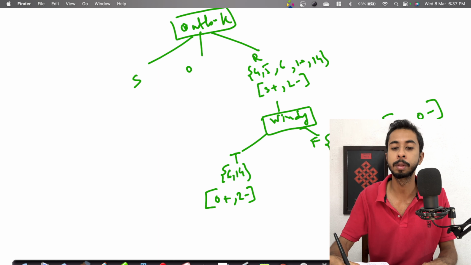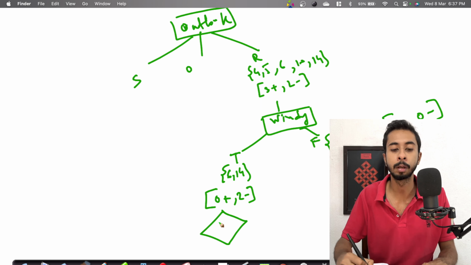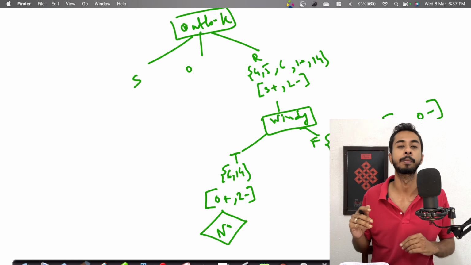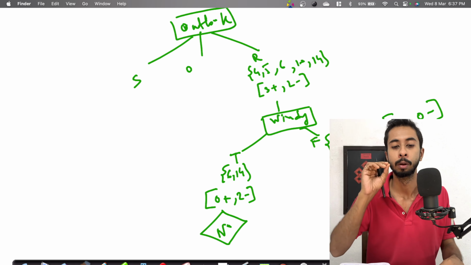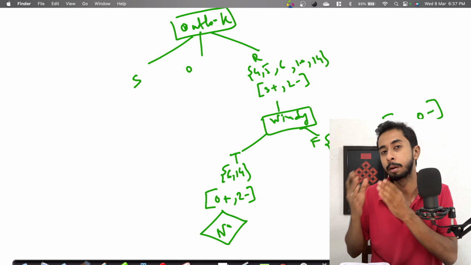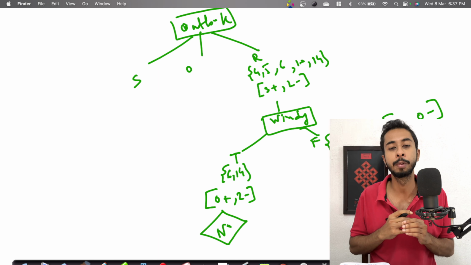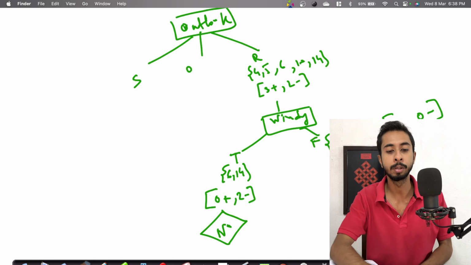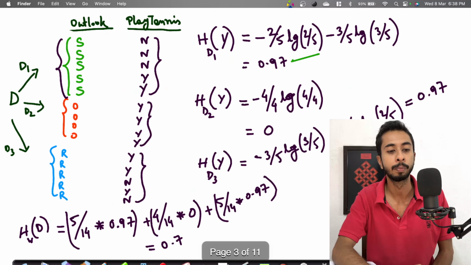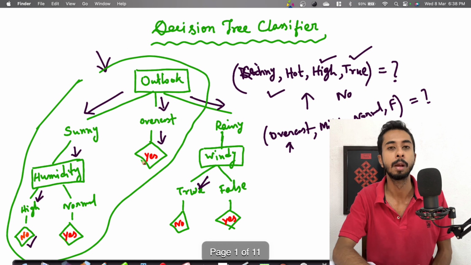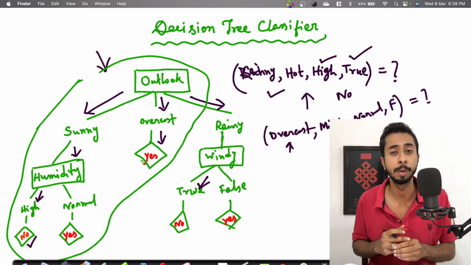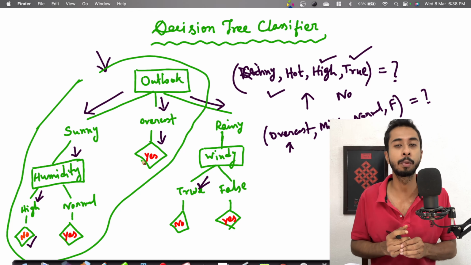So what can we conclude from this? When it is true, we can conclude that it is a no, we cannot play. But when it is false, we can say it is a yes. Just focus on what I am saying. On the right hand side of the branch, we'll conclude that it is a yes. On the left hand side, when the wind is true, we'll conclude no. This is how you draw the entire decision tree, and finally it will look somewhat like this. Now given any query, you can predict whether I should play tennis or not. You can right away get it.